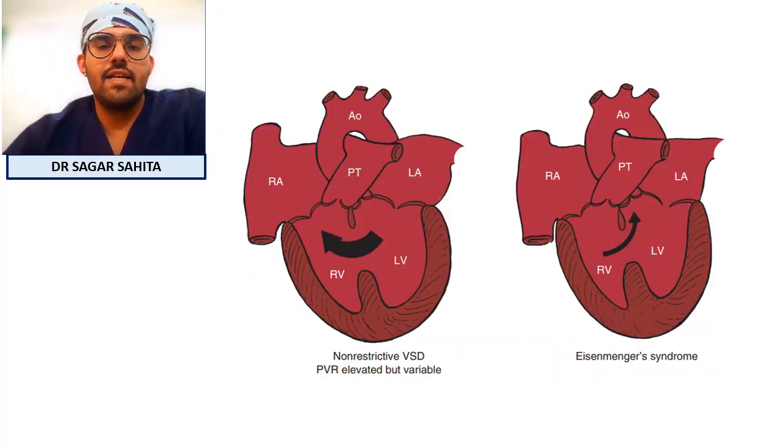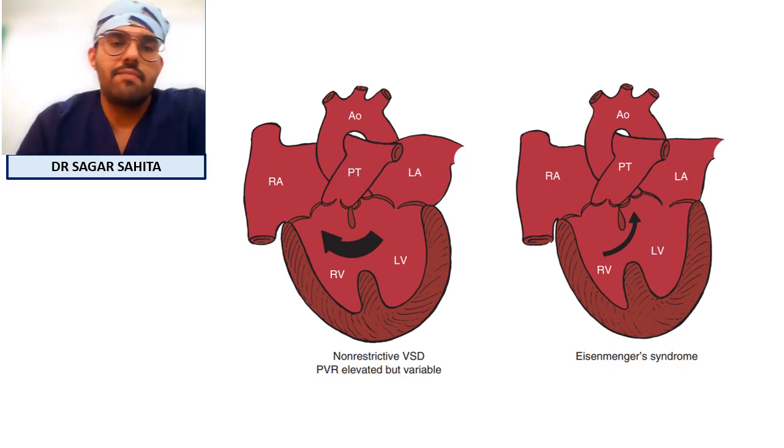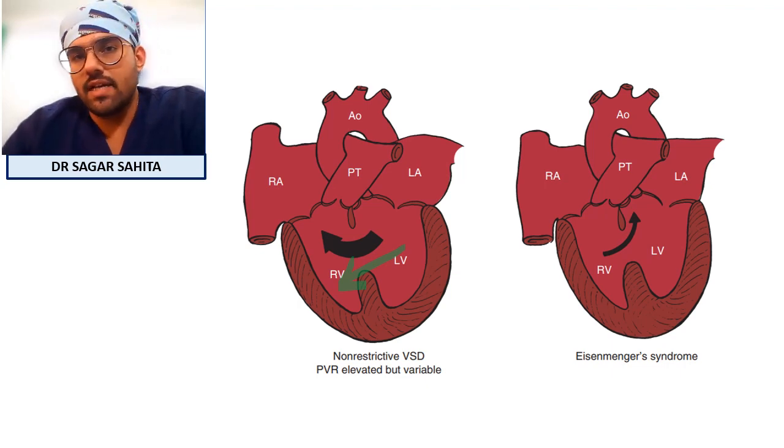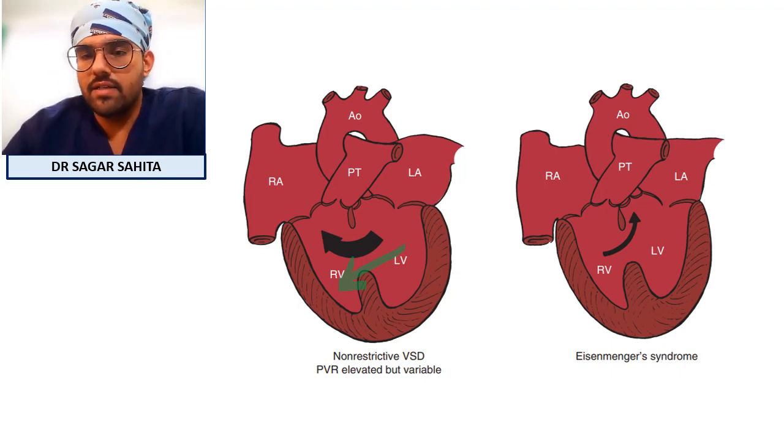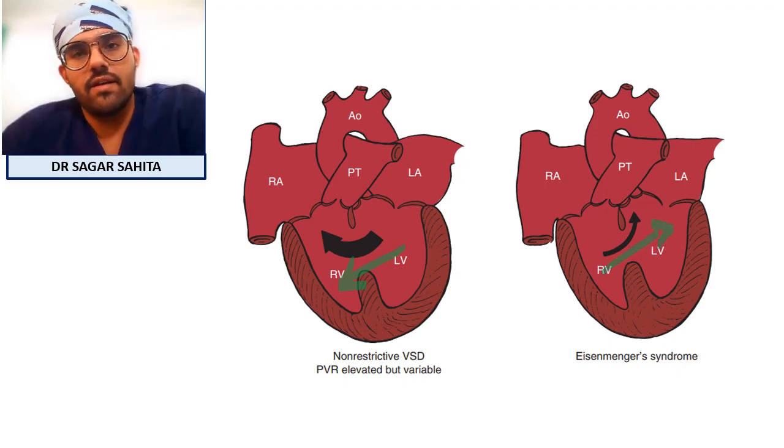So as we see in a case of VSD, before Eisenmengerization, the shunt is left to right. But once severe pulmonary arterial hypertension develops, like Eisenmenger syndrome, the shunt becomes right to left, and this acyanotic heart disease becomes cyanotic.